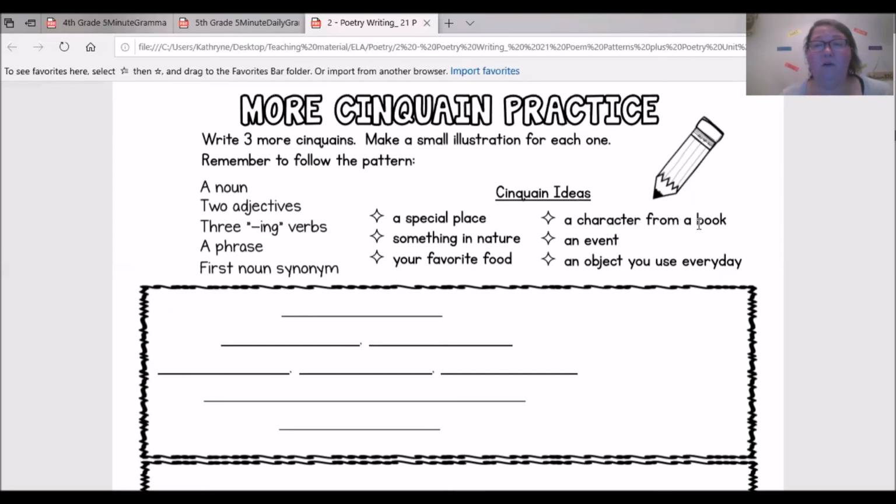A character from a book, or it could also be from a TV show or a movie. An event that happened in your life, like a birthday party or winning a championship or anything like that. Events are a little bit harder to write about, so I might not recommend that one, but you can if you want. And finally, an object you use every day. This could be a pencil, a marker, a car, a phone, anything like that.